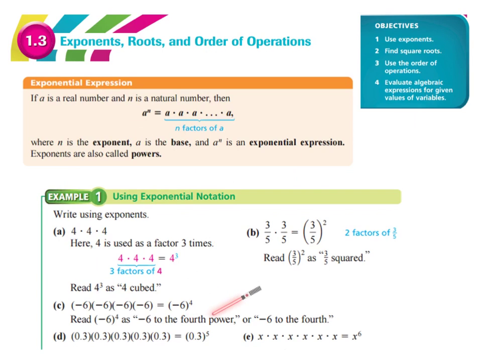Down at the bottom, next example, we've got 0.3 to the 5th power. So that again shows that the 0.3 is repeated 5 times. Parentheses there are not actually necessary, but it's okay to have them. And if we have a variable like an x, 6 times, that's x to the 6th power.